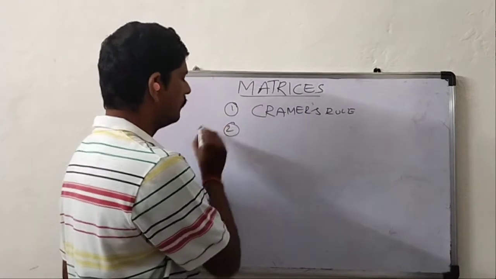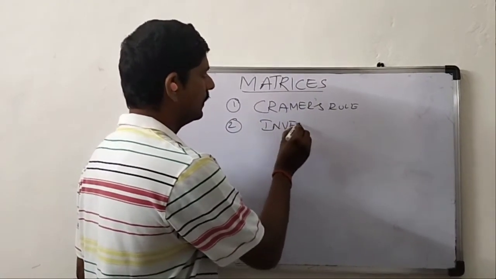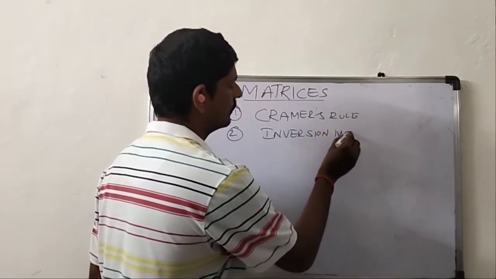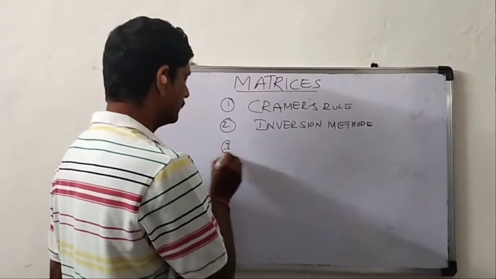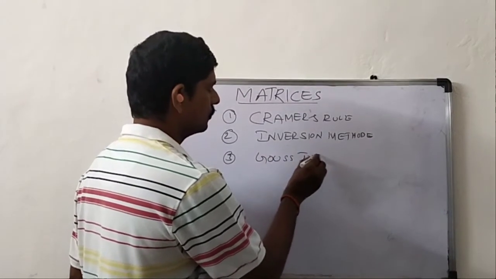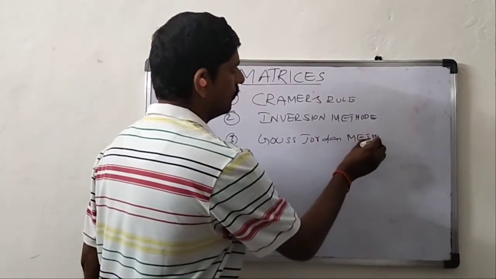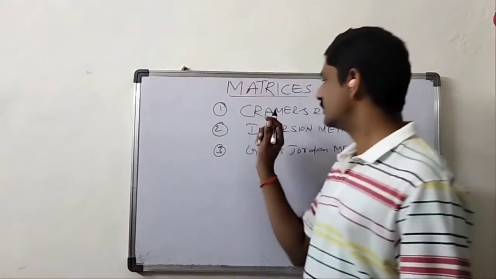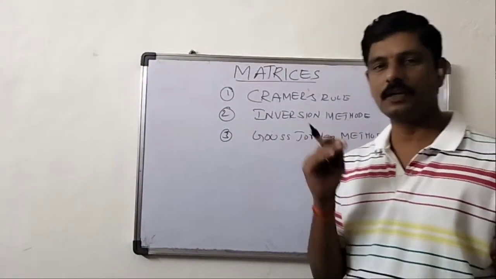Second one is inversion method. Third one is Gauss Jordan method. Okay students, so first of all we have to know what is this Cramer's rule and what is this inversion method and Gauss Jordan method, why these are useful methods.